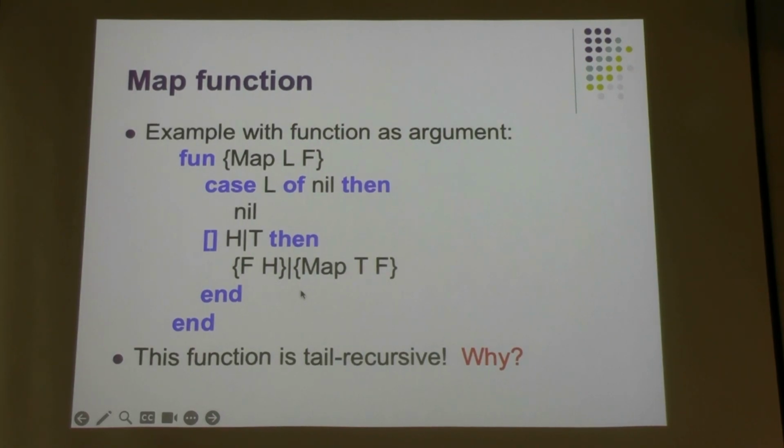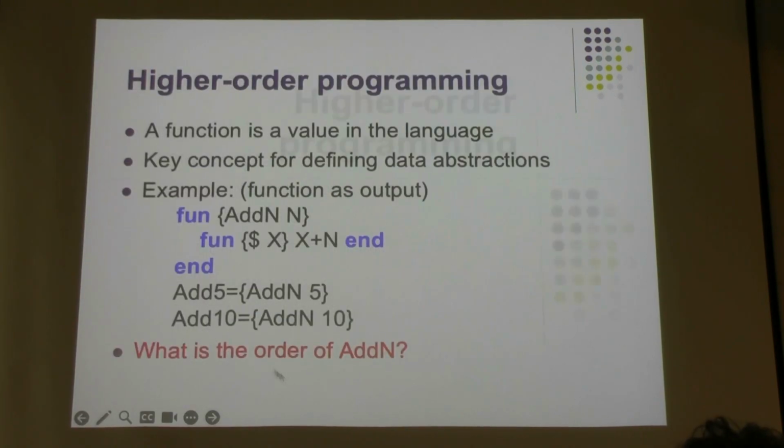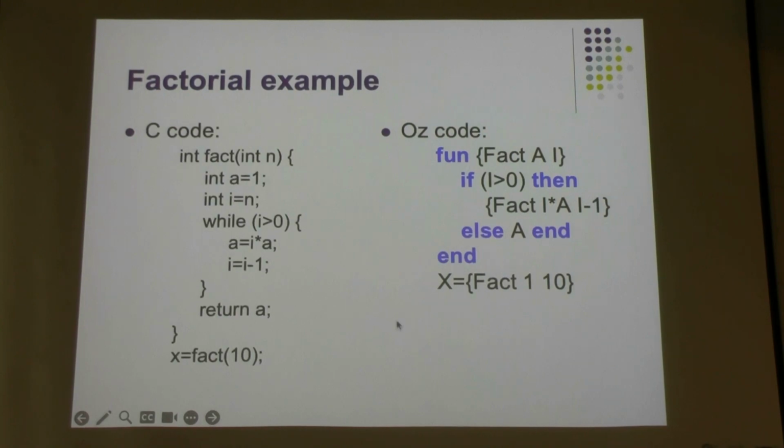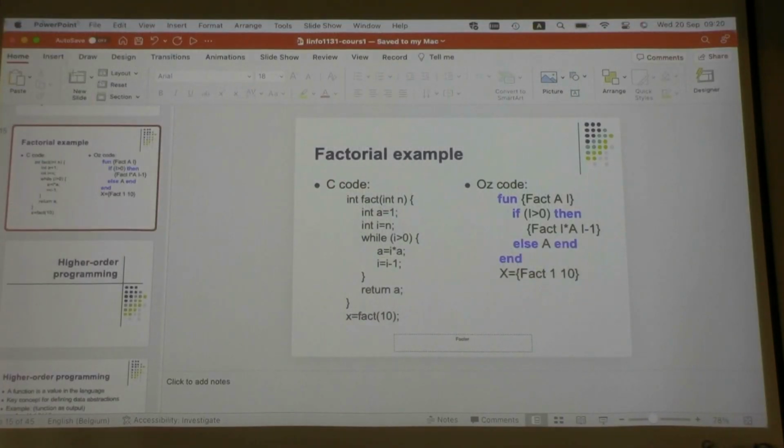So this might look like it's not tail recursive, but it is tail recursive. Do you remember why? So this function map is a tail recursive function. Okay? Do you see why it is? Do you remember why it is like that? Remember the factorial, let me go back. I don't have it here, but it's in the code here.